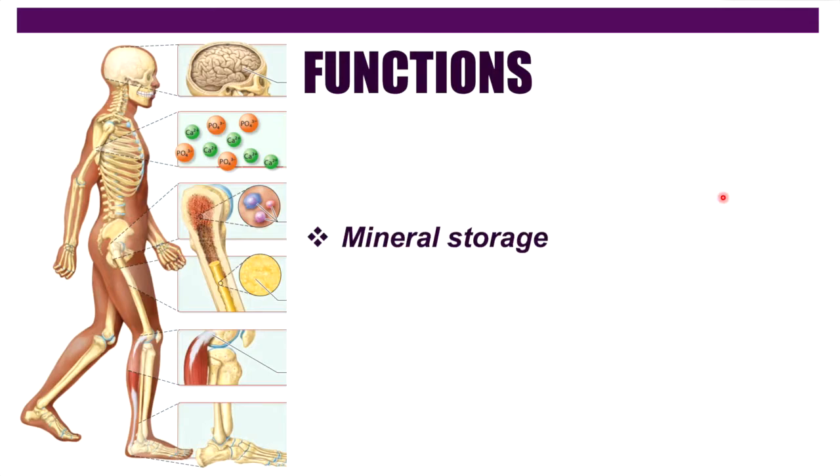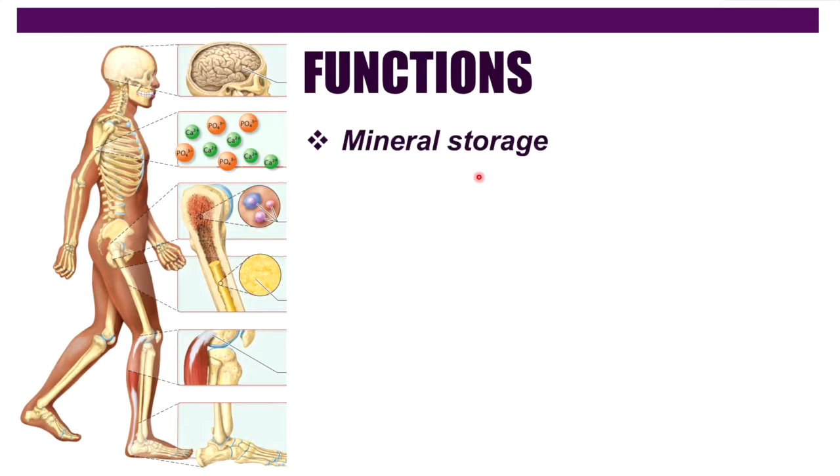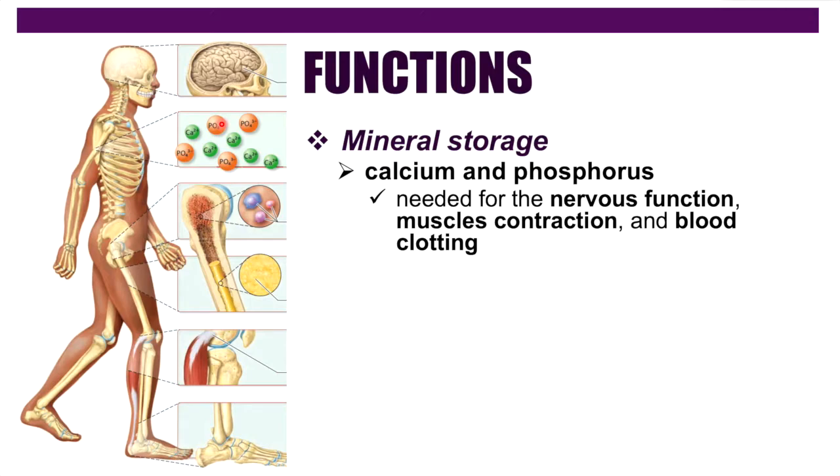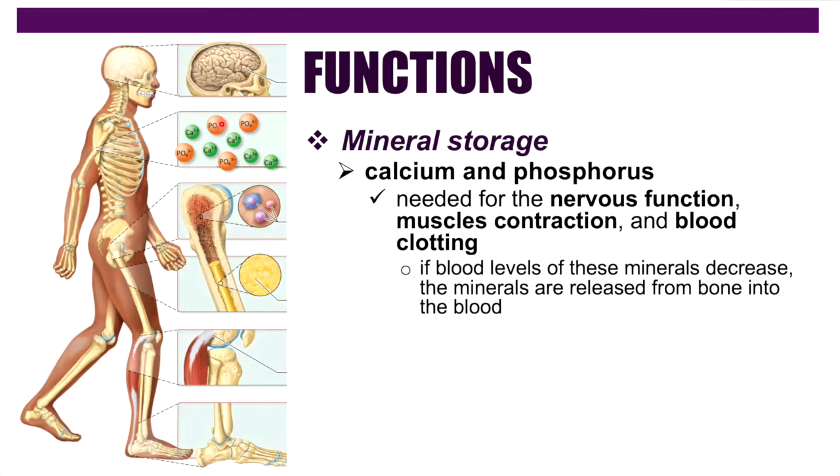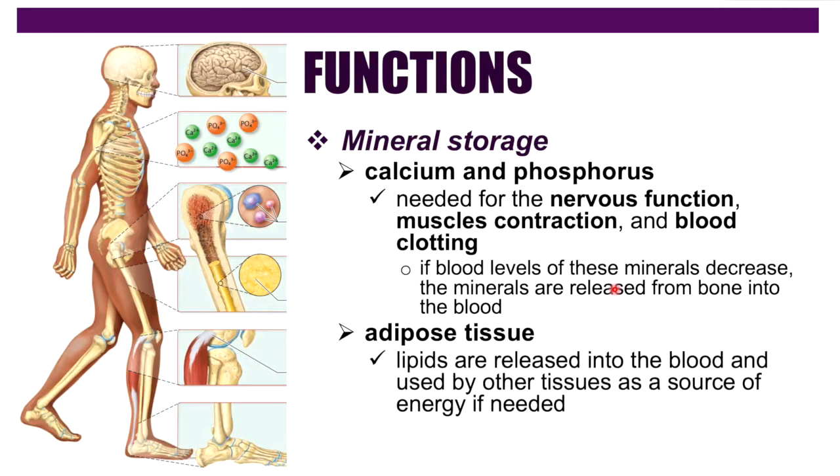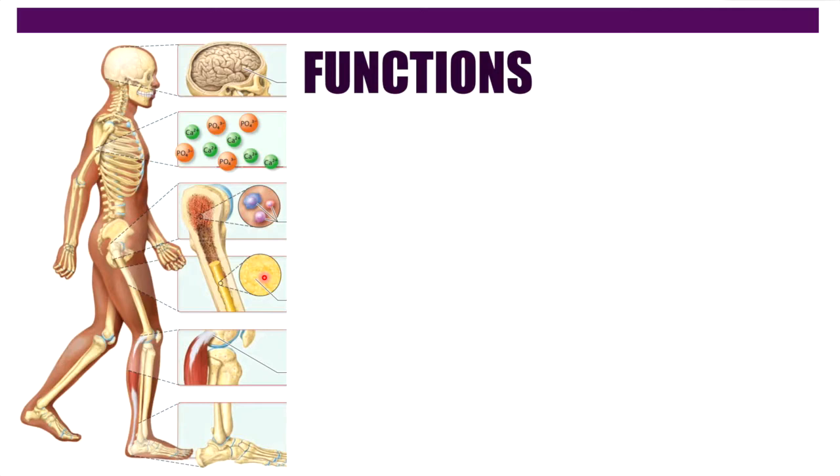When there is an excessive amount of essential minerals such as calcium and phosphorus in the blood, these are stored temporarily in our bones. If blood levels of these minerals decrease, the minerals are released from bone into the blood. Also, adipose tissues are stored within bone cavities. If needed, the lipids are released into the blood and used by other tissues as a source of energy.